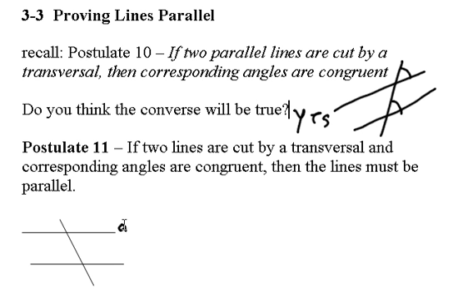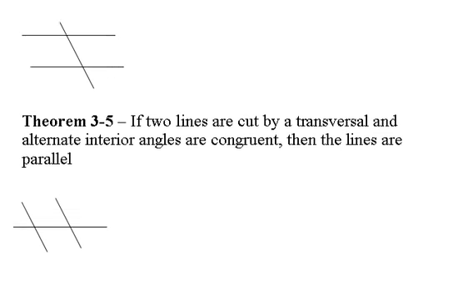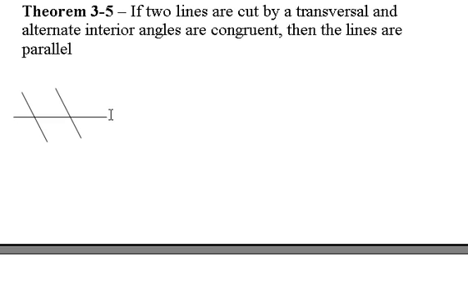So if I have down here line A and line B, and I have this marked congruent to this, corresponding angles are congruent, so our conclusion is that A is parallel to B. That's postulate 11. We're going to be finding that most of the postulates and theorems in this section are converses of postulates and theorems from previous sections. This one's very similar.